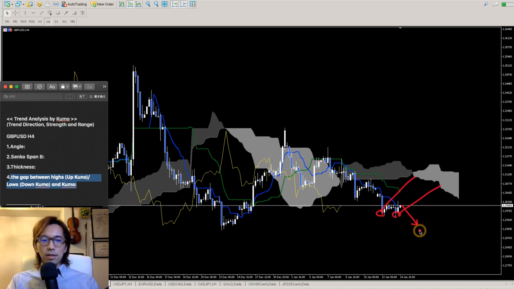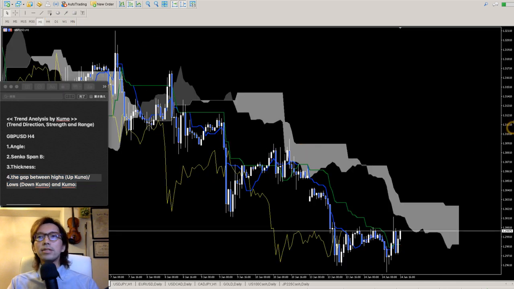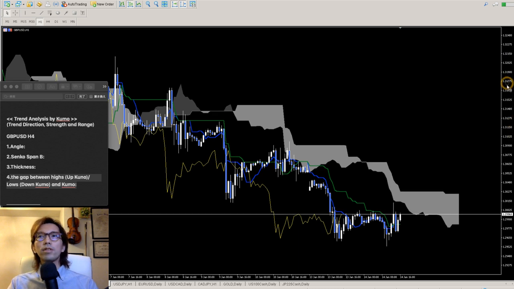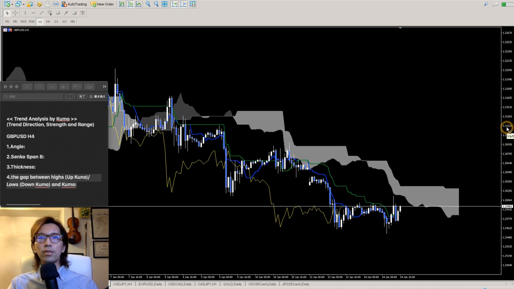So, all right, let's look down to the 1-hour chart and see what we can find. Okay, so here is the 1-hour chart. We're taking a magnifying glass and getting closer and closer. If you look at this 1-hour chart, again, Kumo is moving horizontal now. Overall, it's a down Kumo, but technically right now, it's moving horizontal.